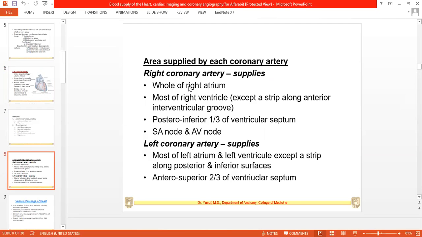So as you can imagine, what can happen if there is a block to the right coronary artery. Okay. SA node and the AV node, both are supplied by the right coronary artery.